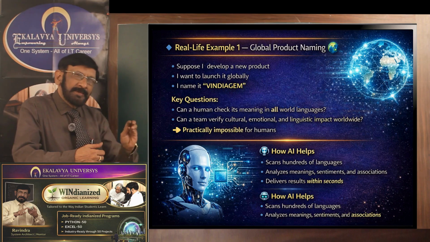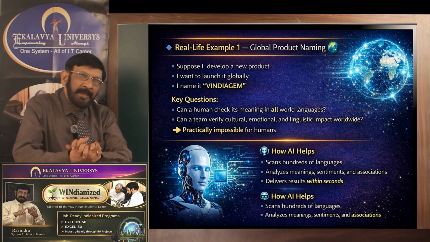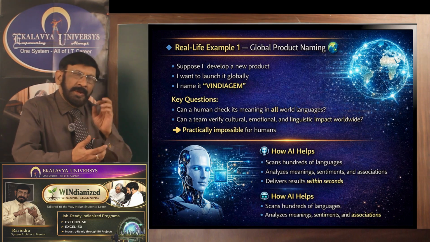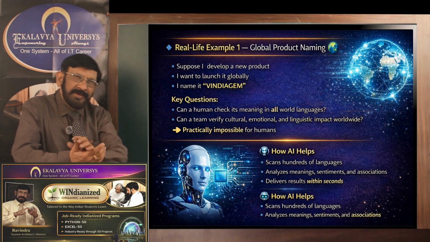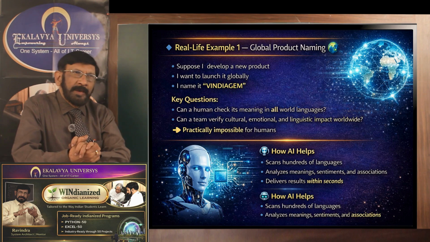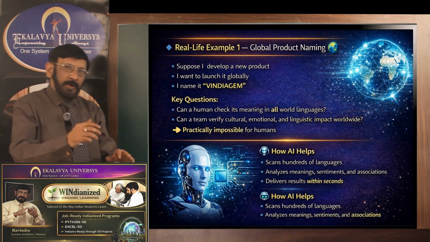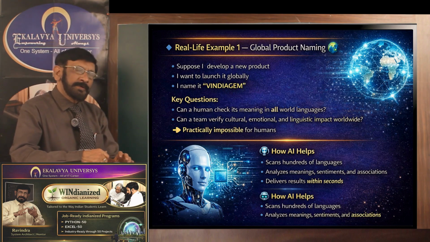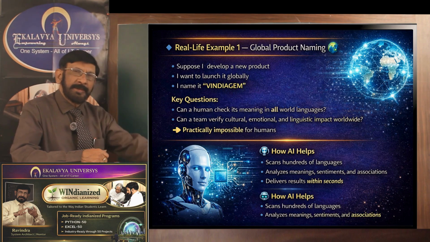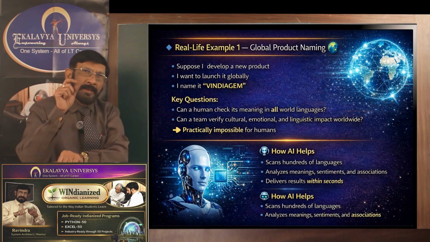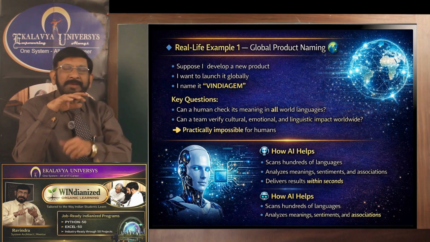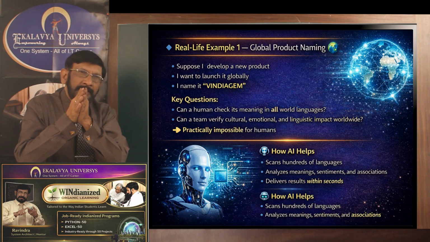You may not get these anywhere because these are my brain children. By these examples, you can understand the real strengths and weaknesses of AI. The first one is global product naming. You developed a product and you want to promote it throughout the world, in all countries, and you name it Vidya Gem. Actually, here one problem is there.